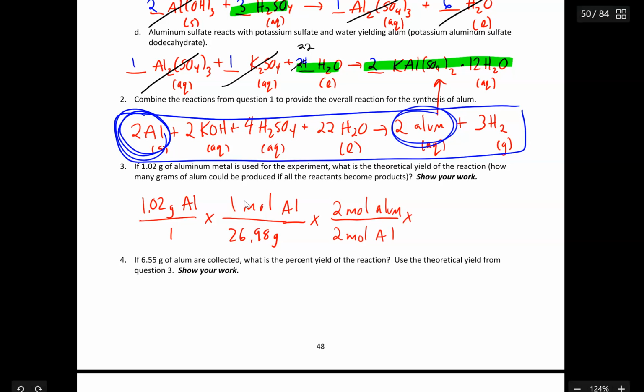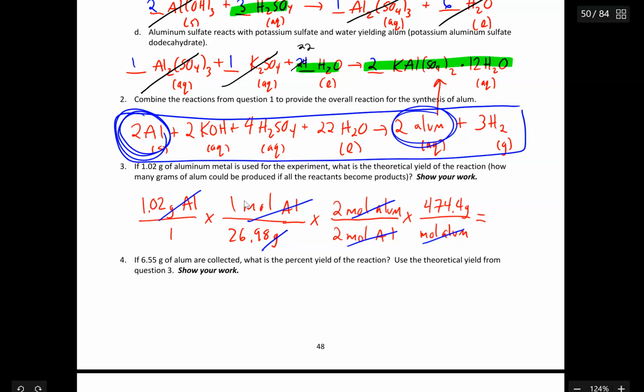And finally, we're asked for grams of alum. So for every mole of alum, it has a mass of 474.4 grams. But look what we've done here. We've taken grams of aluminum and canceled the grams to get to moles. Moles of aluminum cancel to get to moles of alum. Moles of alum cancel to give us an answer in grams.